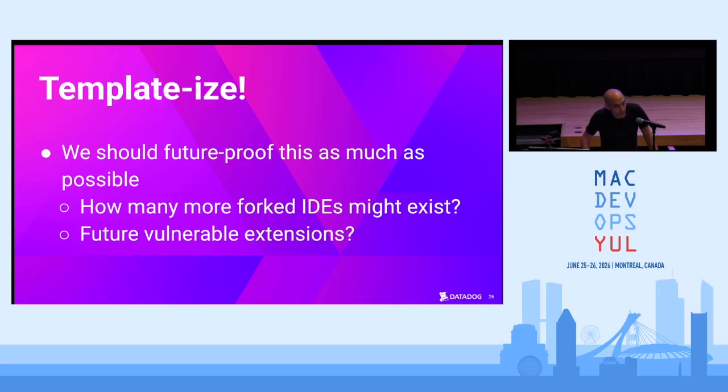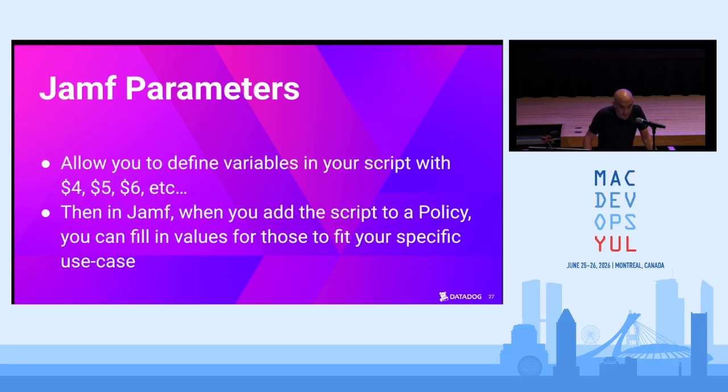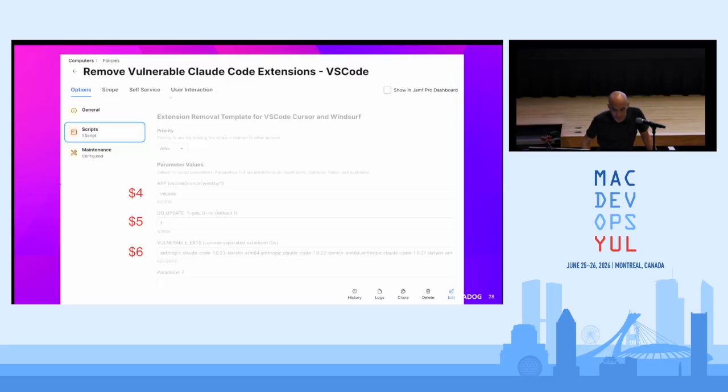So we should future-proof this, and we can with Jamf parameters. Just really quickly, Jamf parameters allow you to define variables in your script with $4, 5, or 6. And then in Jamf itself, when you add the scripts to a policy, you can actually fill in what you want those values to be. So here's a little screenshot of what it looked like for us, and I'll break that down more in a second.